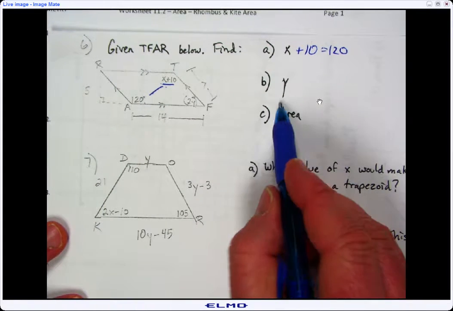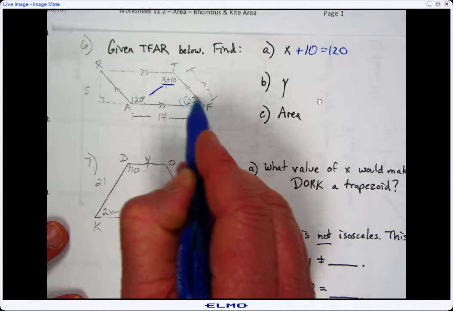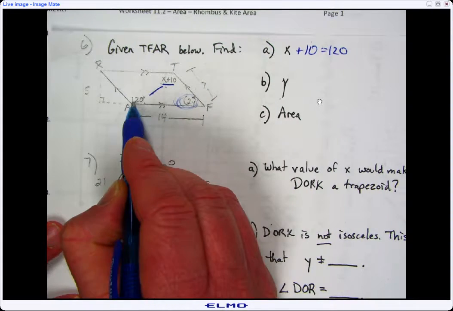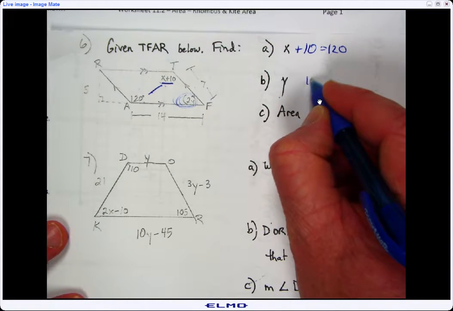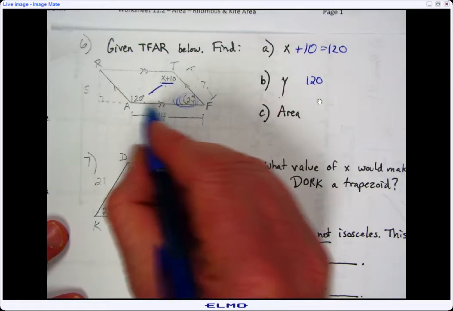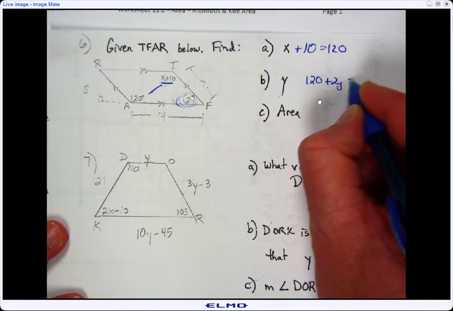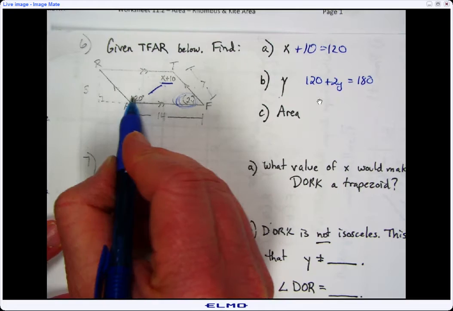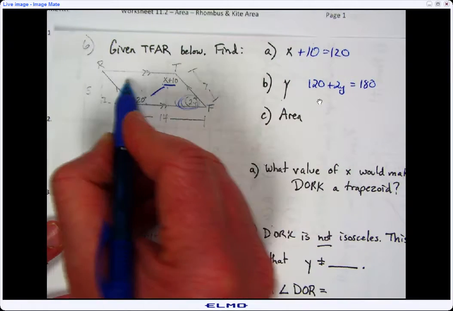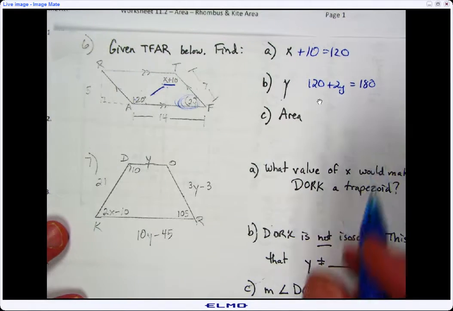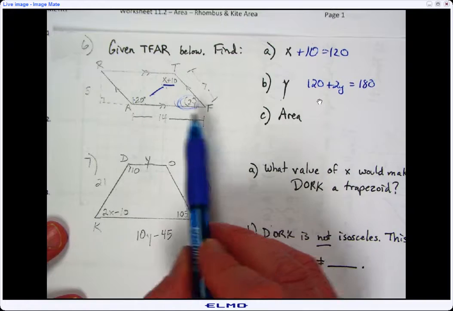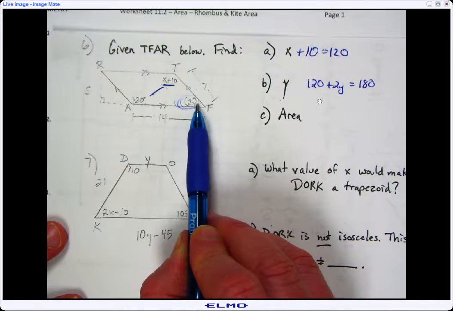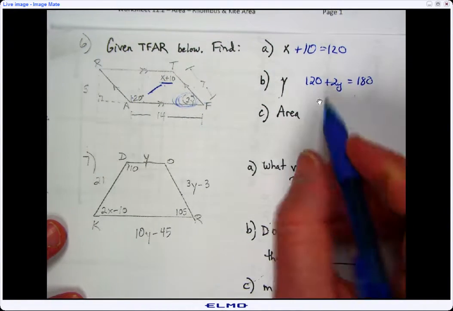Okay, to find y, what do I know? Well, here's y. Well, I know that 120 plus 2y equals 180 because consecutive angles, any two angles in a row in a parallelogram, add up to 180. Or I could just use my common sense here and say if this is 120, that's 60. So 2y equals 60 either way.